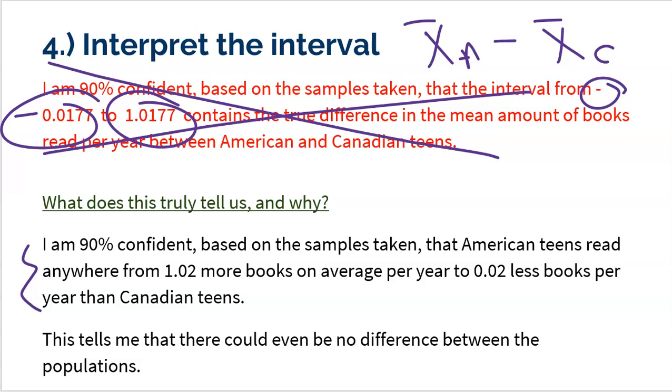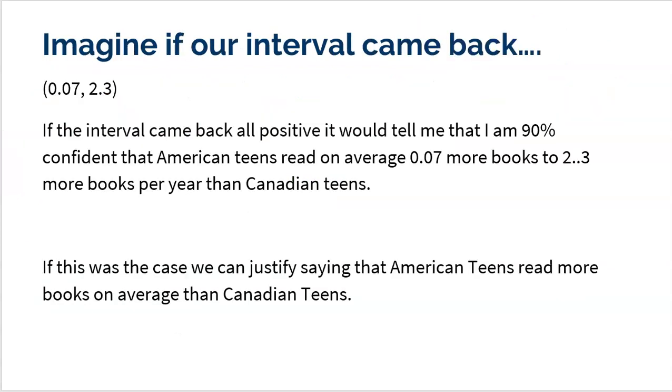All right, now let's just play a quick what-if game. I just want to make sure everybody understands this. What if our interval was entirely positive? I'm just making these numbers up, 0.07 to 2.3. Well, remember, I did Americans minus Canadians, so this all positive interval would give me pretty good evidence that Americans read more books. This would tell me I'm 90% confident Americans read on average 0.07 to 2.3 books more per year than Canadian teens.